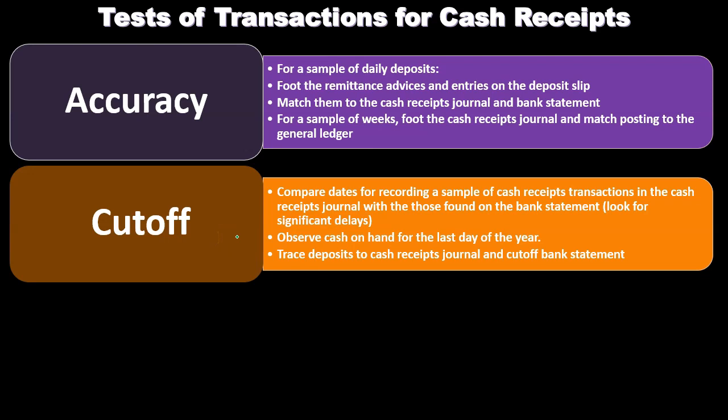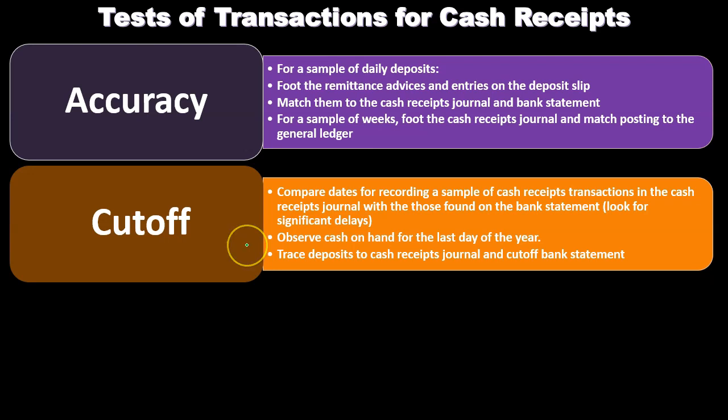Observe cash on hand for the last day of the year. So we want to consider what the cash on hand is. If they have something reported for cash on hand, then we can actually go and observe it, especially if it is significant or material. Trace deposits to the cash receipts journal and cutoff bank statements.